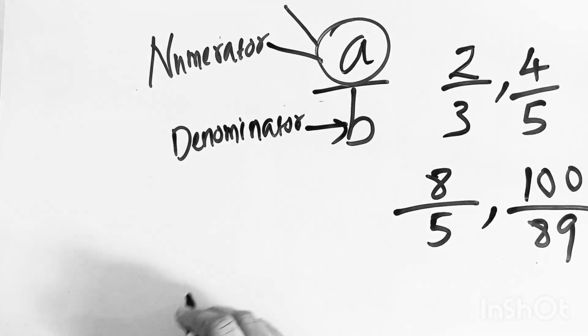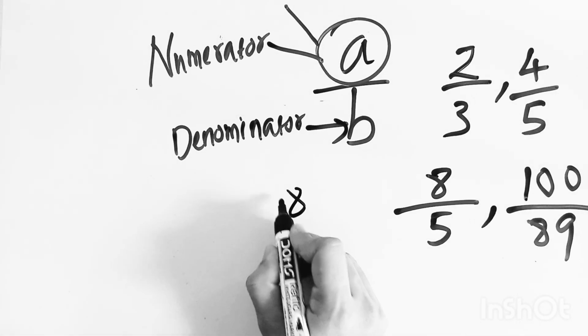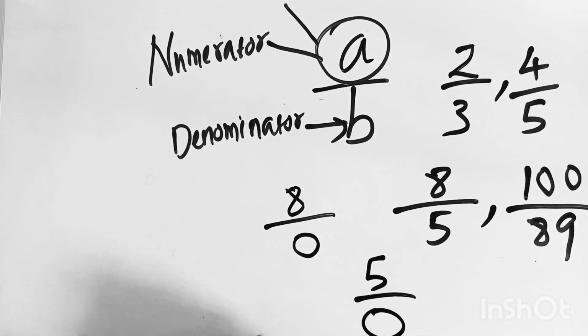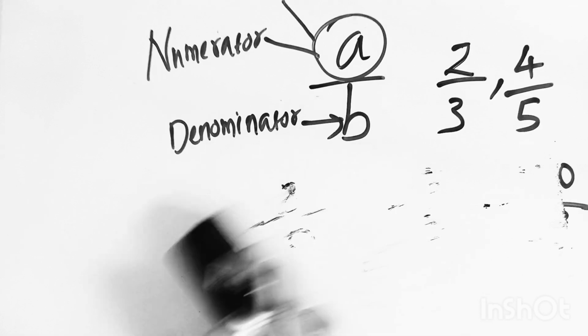Whenever the denominator is 0, that is not defined. 8 by 0 is not defined. 5 by 0 is not defined. Okay, so that's about fractions. So any number of the form a by b is called a fraction.